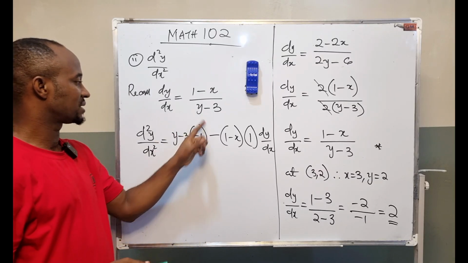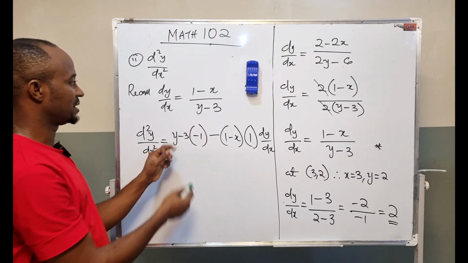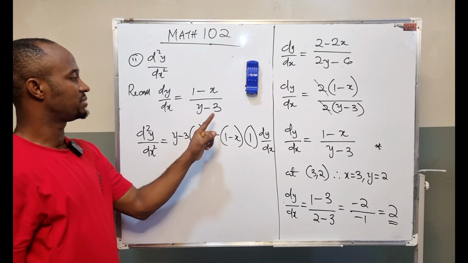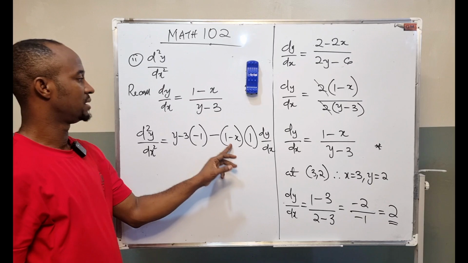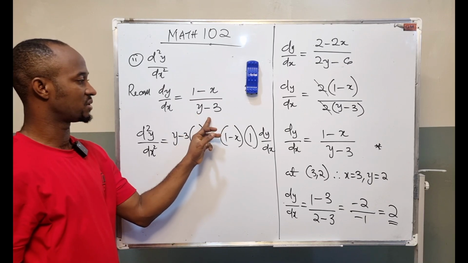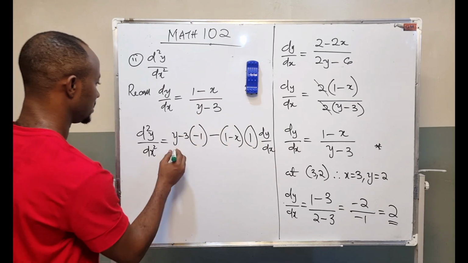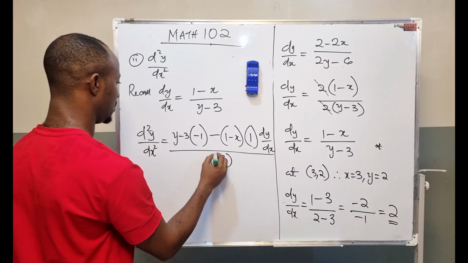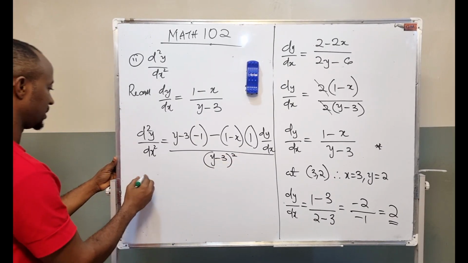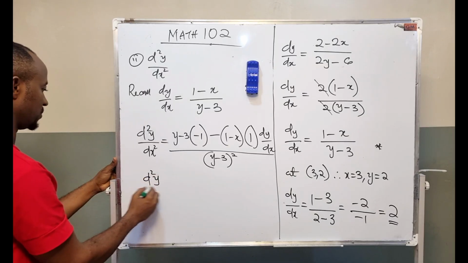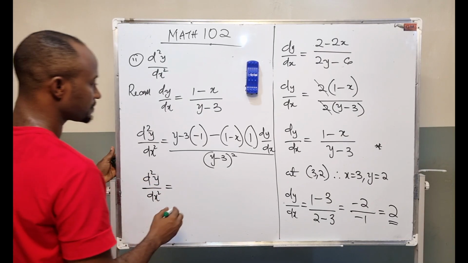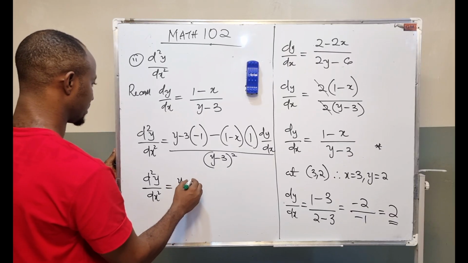Don't forget, anytime we differentiate y under implicit, we have to multiply the result by dy/dx. We kept this constant first, which is y minus 3. Differentiated this, we have minus 1. Minus, we kept this constant again. Then differentiated this, that will give us 1, then dy/dx. Then divided by y minus 3 all squared. Therefore, let's finish up this. The d²y over dx² will then be, here we have y minus 3.